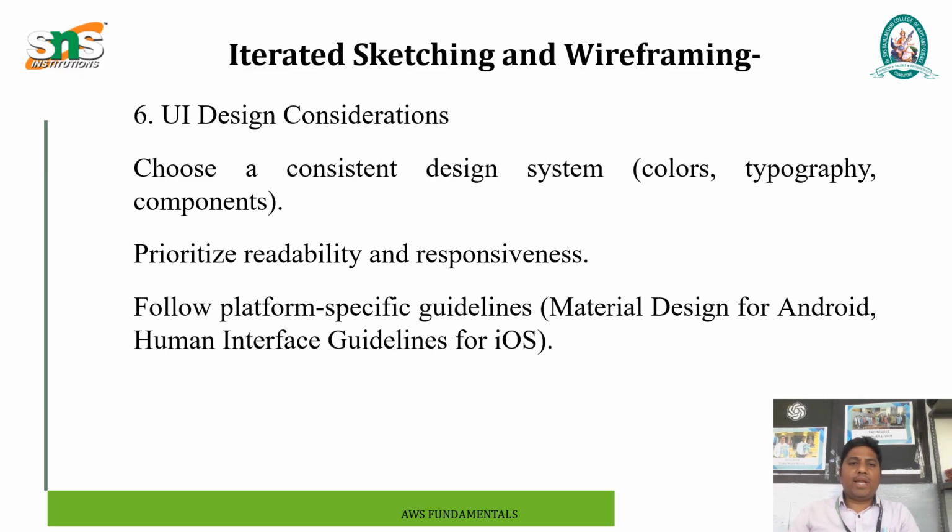The sixth one is UI design considerations. Choose a consistent design system, for example colors, typography, components and layout. These are all used for UI design considerations. Prioritize readability and responsiveness. This is what we use.